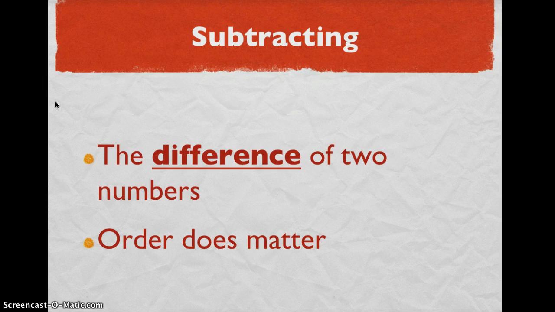For subtraction, order does matter. If we take 2 away from 10, we are left with 8. But if we take 10 away from 2, we get a negative number, which is below 0. This is why we cannot switch the order of the numbers we are subtracting.